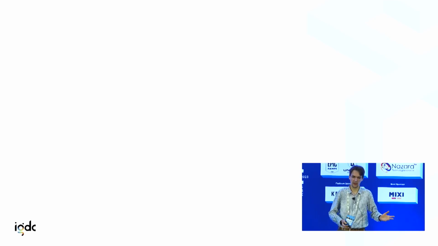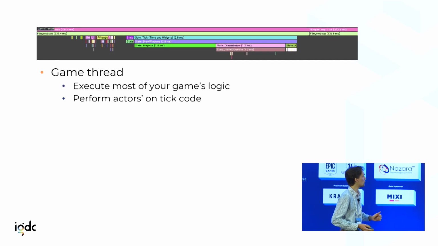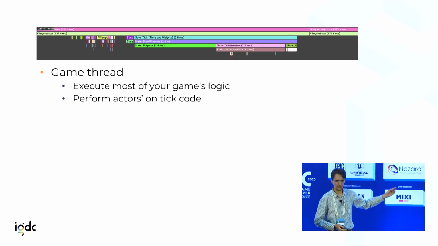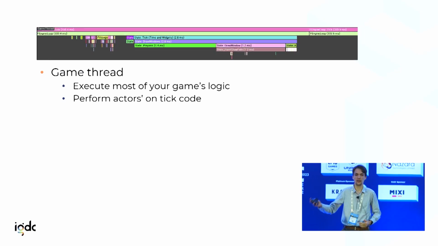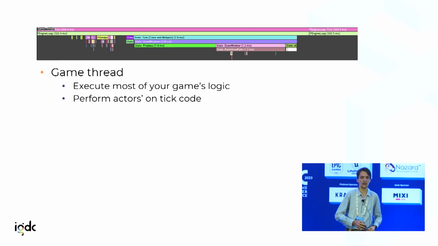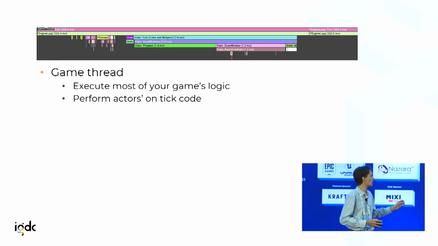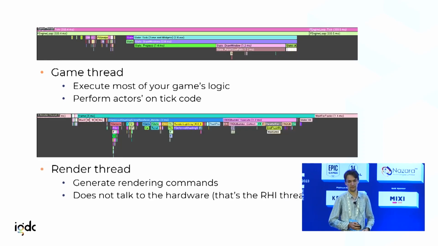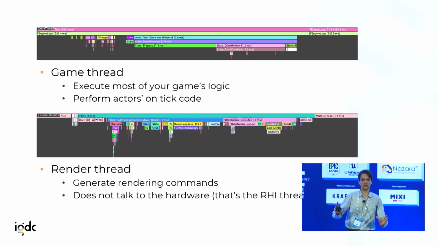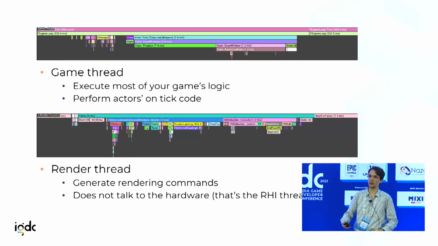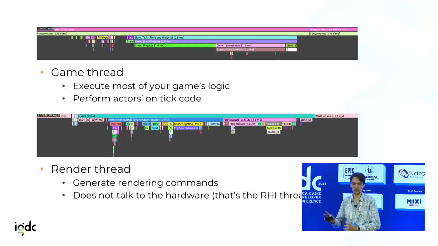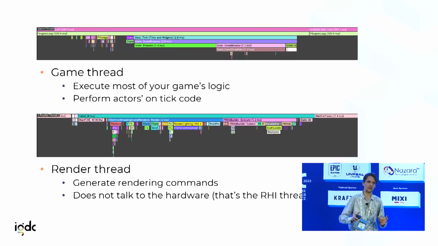And for that matter, we're only going to look at two. The game thread, that's where we execute most of our game's logic. When you do onTick or all of these kinds of things, that's executed straight in your game thread. And next to the game thread, we have the render thread. The render thread is the one generating all your rendering commands, managing all your scenes, and doing all of these things in order to get the images on the screen.